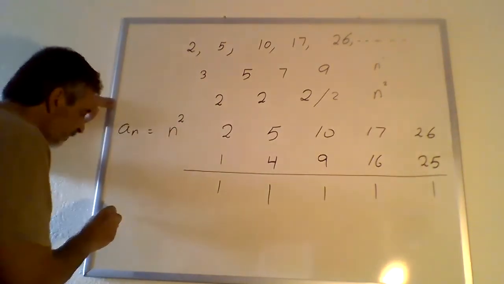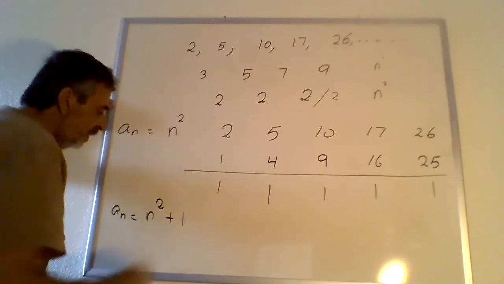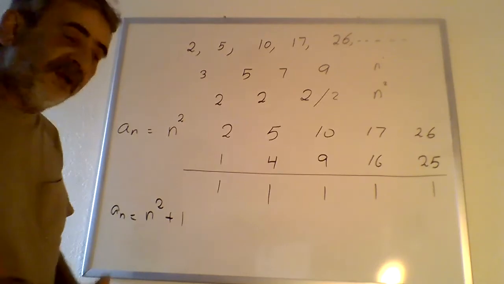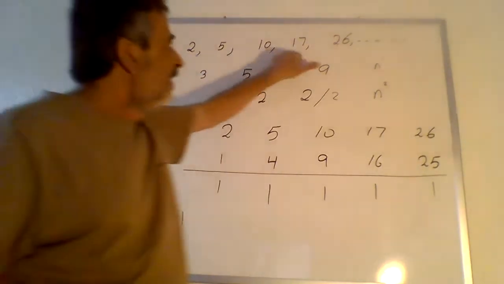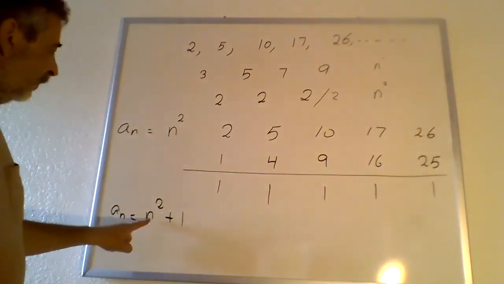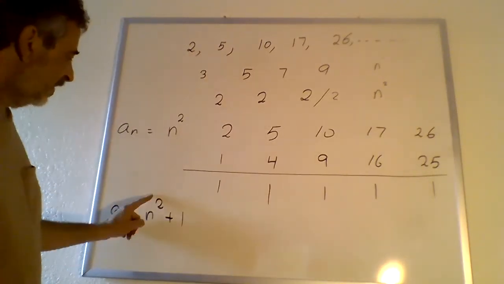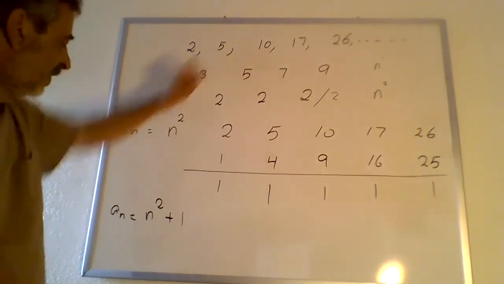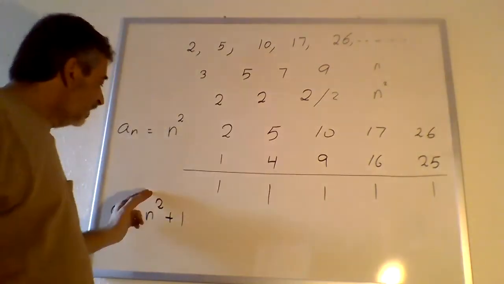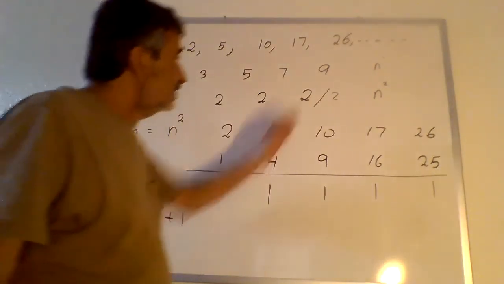So a_n would be n squared plus 1. So this is the nth term of the sequence that is represented by these numbers. If I want to check it again, 1 squared is 1, plus 1 is 2, that's the first one. 2 squared is 4, 4 plus 1 is 5. And 3 squared, 9, plus 1 is 10. 4 squared is 16, plus 1 is 17. And 5 squared is 25, plus 1 is 26.